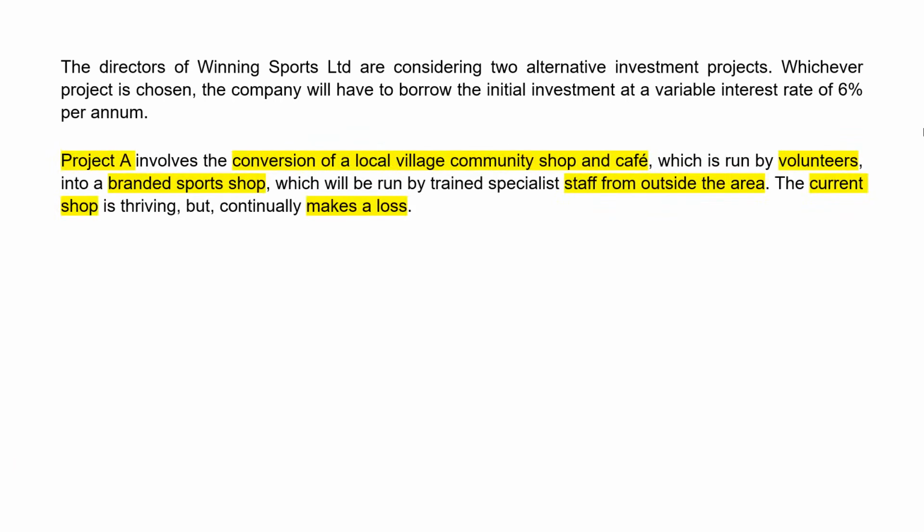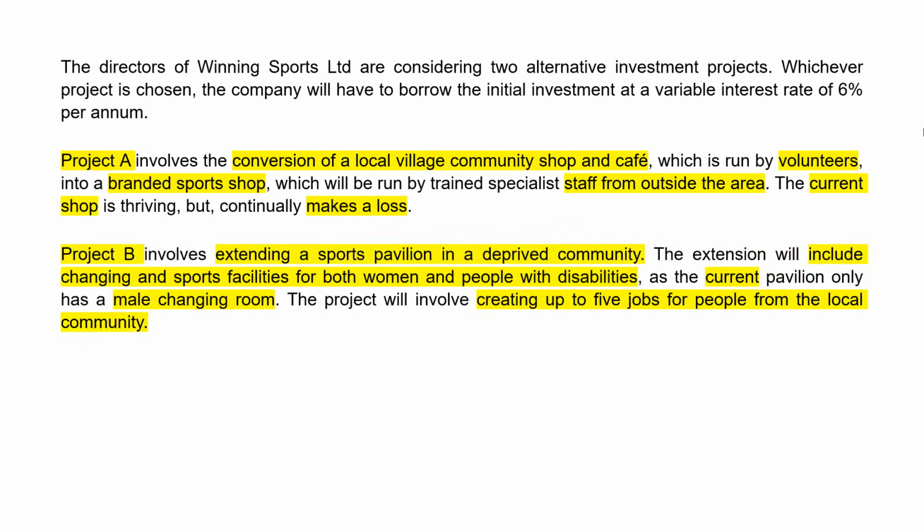Project A involves the conversion of a local village community shop and cafe, which is run by volunteers, into a branded sports shop, which will be run by trained specialist staff from outside the area. The current shop is thriving, but continually makes a loss. Now, Project B involves extending a sports pavilion in a deprived community. The extension will include changing and sports facilities for both women and people with disabilities, as the current pavilion only has a male changing room. The project will involve creating up to 5 jobs for people from the local community.